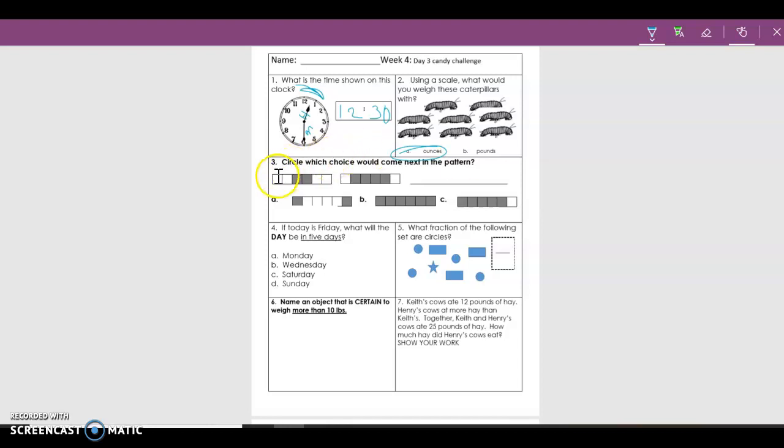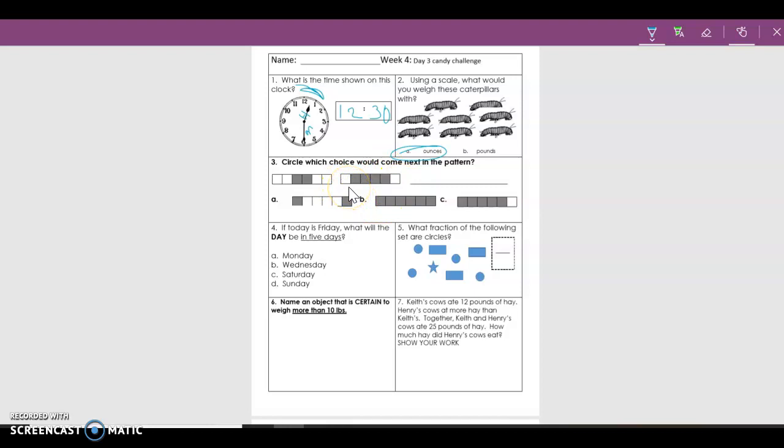Number 3, this can be kind of tricky for them. Circle which choice would come next in the pattern. Now, what we like to say is look at what stayed the same from one picture to the next. Since this is a growing object, I see there are 2 whites and 2 brown grays in the middle, and 2 whites on the other side. Then what changed is we went from 2 grays to 4 grays. So it doubled, and it's almost like the outsides right here and right here became gray.